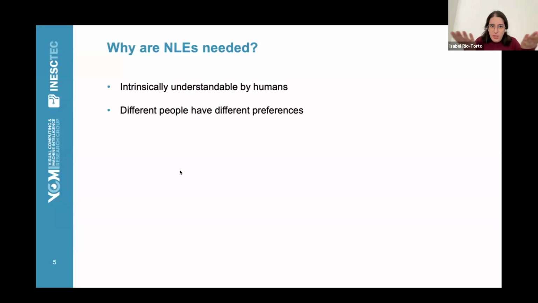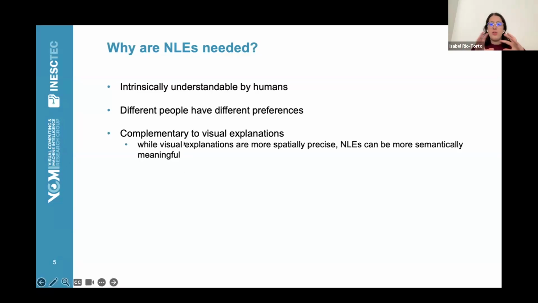Of course, different people have different preferences. Some people capture information better visually. Some people prefer to read it. And of course, we can always have both. They are complementary to each other. So while, of course, visual explanations are more precise spatially, they have information for each region of the image, NLEs, natural language explanations, are more meaningful semantically, let's say, more globally.